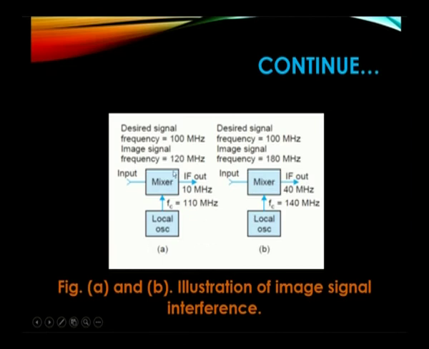This clearly explains how we consider the local oscillator signal. The local oscillator signal frequency will be 110 megahertz here. From the mixer what we get is 10 megahertz. This is the intermediate frequency for a desired signal of 100 megahertz. The same 100 megahertz is considered in this example also with a 140 megahertz local oscillator output, and what we get is 40 megahertz as the intermediate frequency.